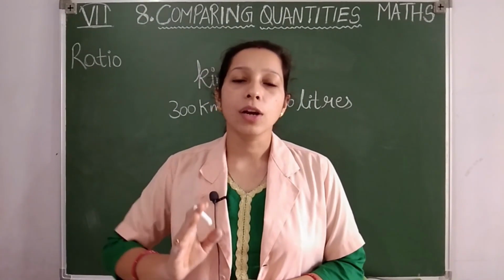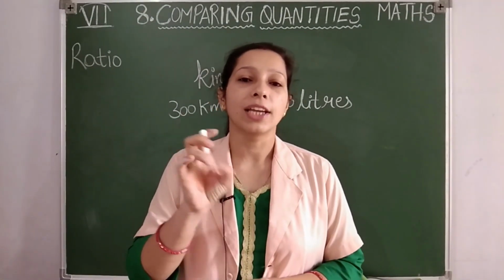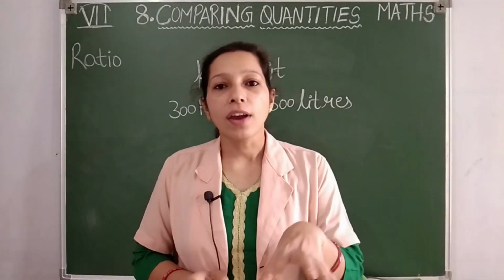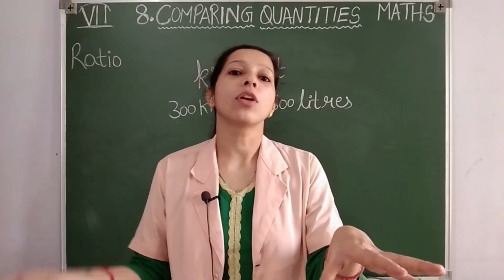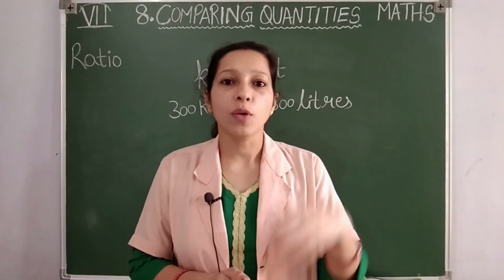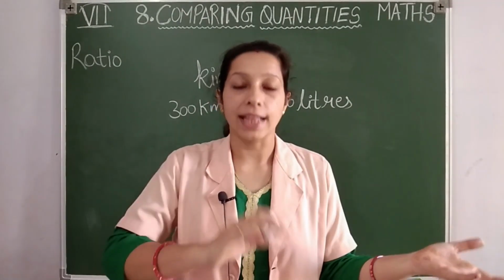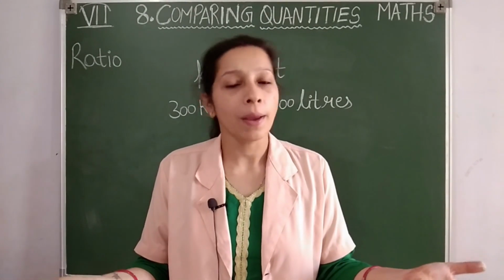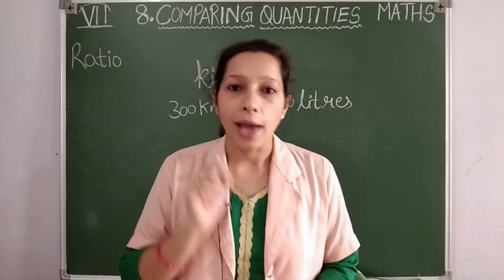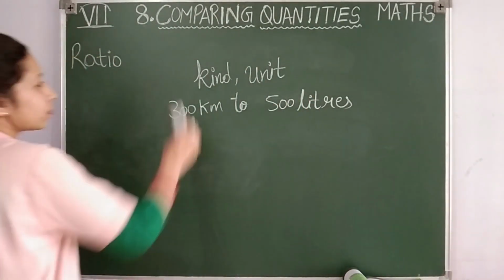If you want to compare the quantities, then always remember that they should be of the same kind. If you are comparing length, then the second quantity also should be a length. If your first quantity is of weight, then the second quantity again should be weight, and both of them should have the same unit. Let us see how.